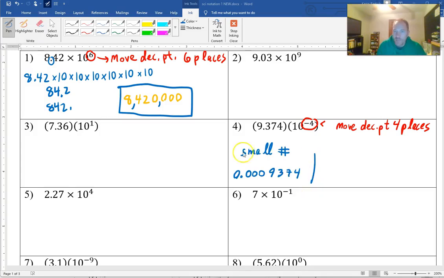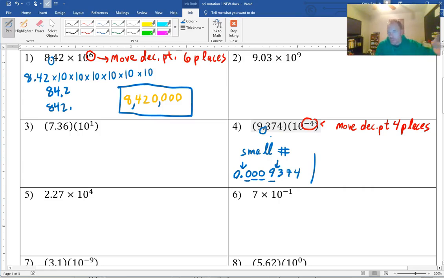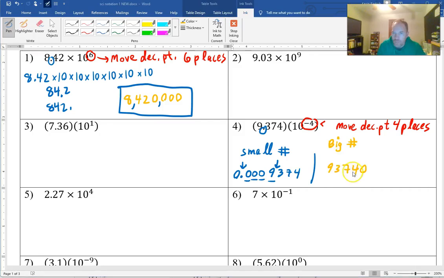So the decimal point is starting between the 9 and the 3. That's where it is at the beginning. If I move it 4 places to the left, then it would end right there, and I get a small number, 0.0009374. If instead I move it to the right, still starting between the 9 and the 3, and move it 4 digits to the right, then it ends right here, and that gives me a big number, 93,740.